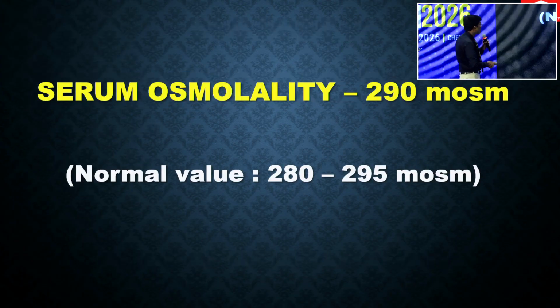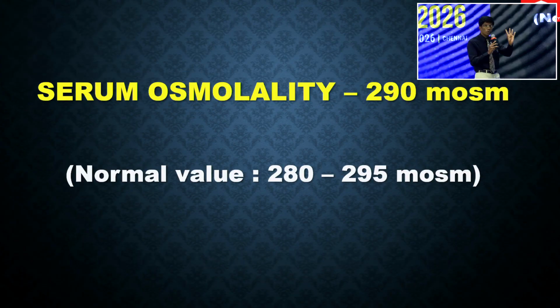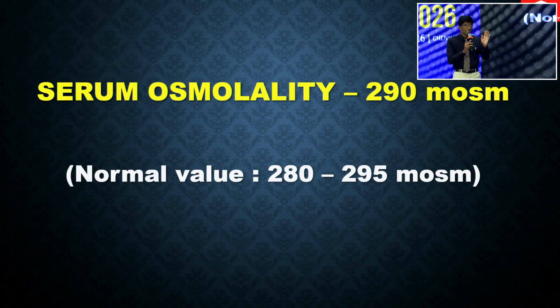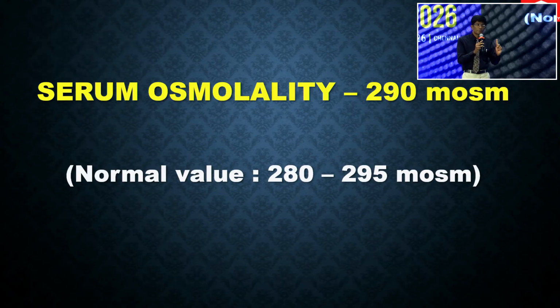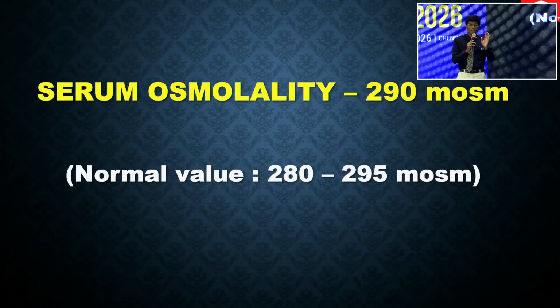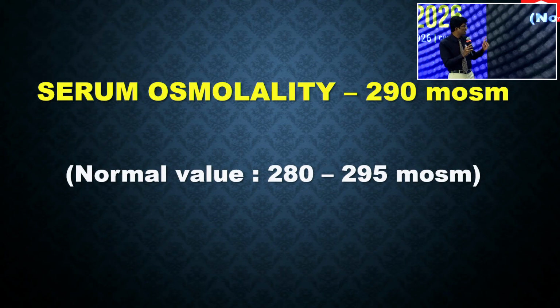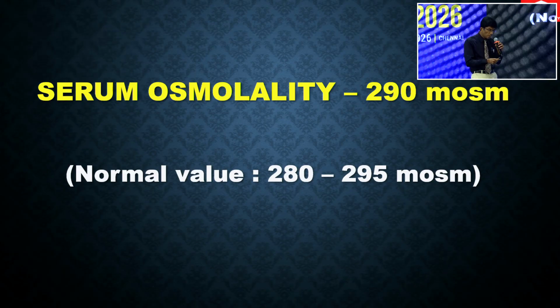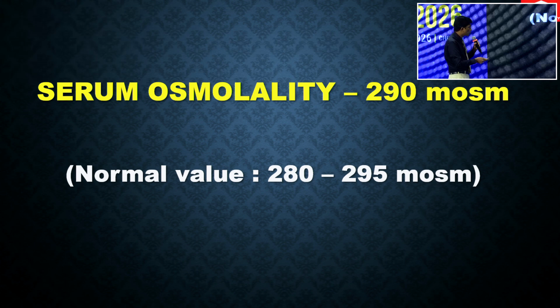I told you there are 4 lab parameters you have to look for in hyponatremia. The first most important lab parameter is serum osmolality. Very, very important. Please take it very carefully. All very useful points I am going to offer. Any patient with hyponatremia, without any hesitation, order serum osmolality. So what is the serum osmolality? Normal value is 280 to 295. This patient has 290. Okay.